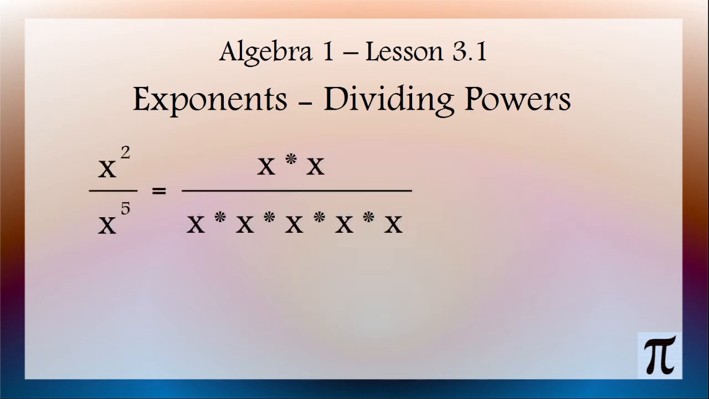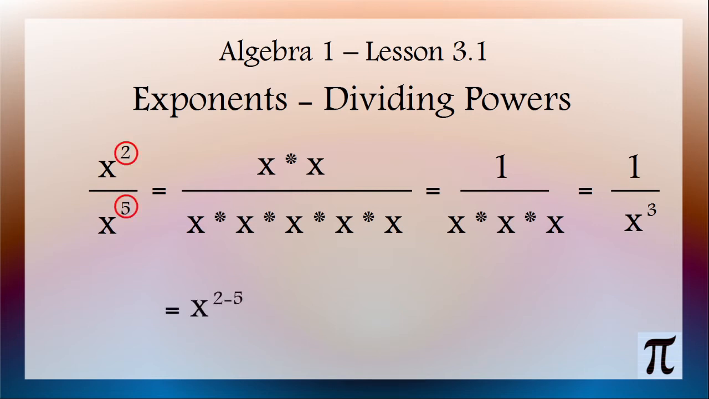I'd like to look at this problem where we just flipped the fraction we started with. Now we have x squared over x to the 5th power. X times x over x times x times x times x times x. Once we simplify, we have 1 over x times x times x, or 1 over x cubed.